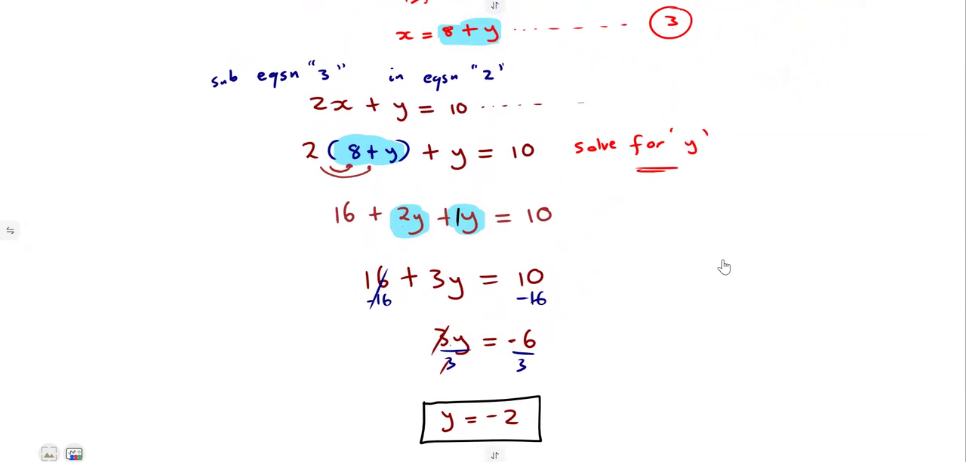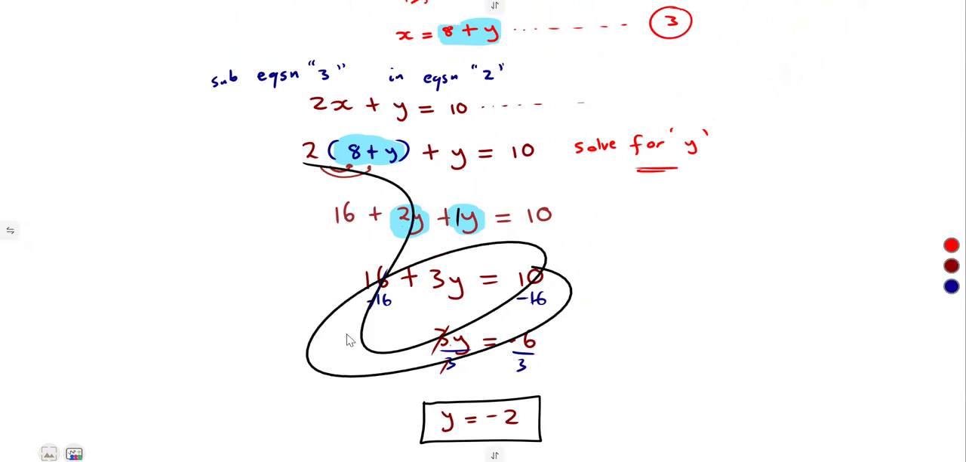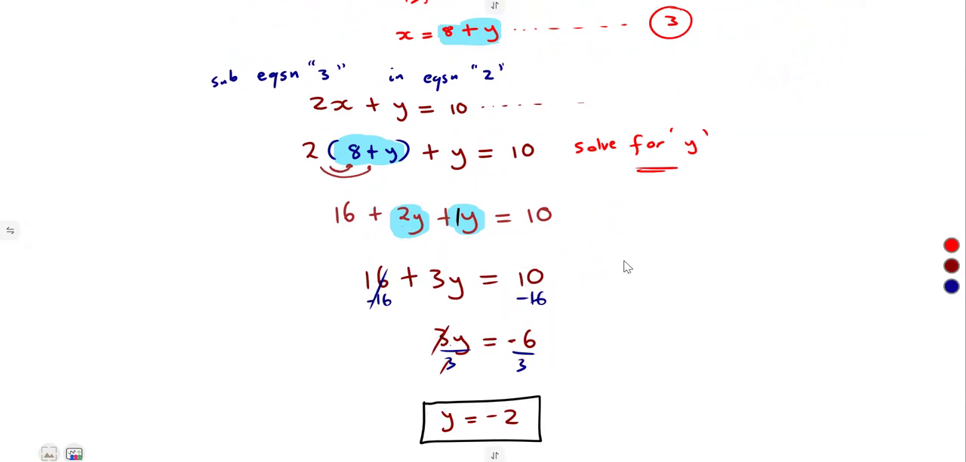So meaning to say, we understand this part from here. You must have the basics of how to solve. You have solved for y. You have the value of y. y is equal to minus 2, I mean.